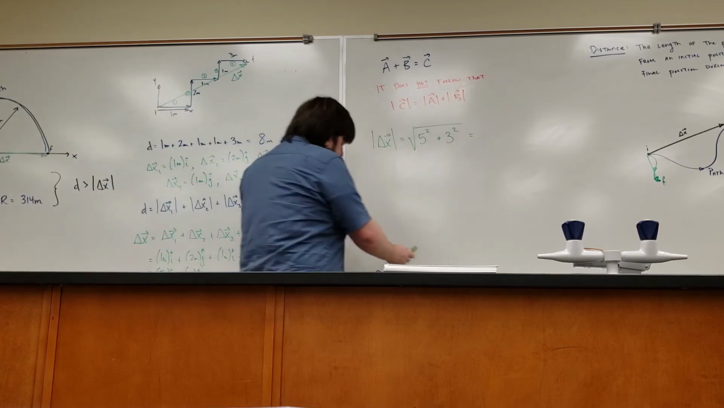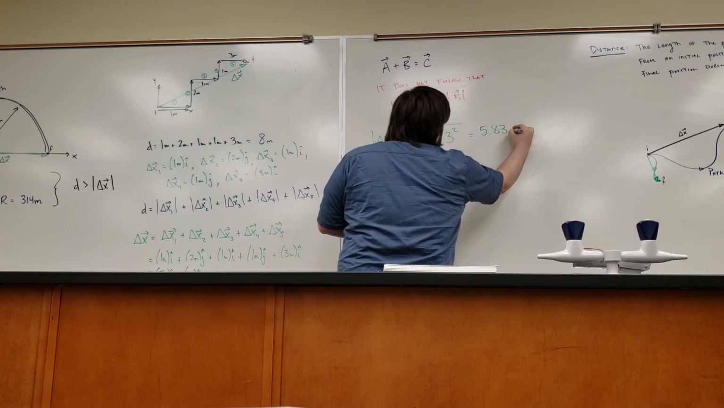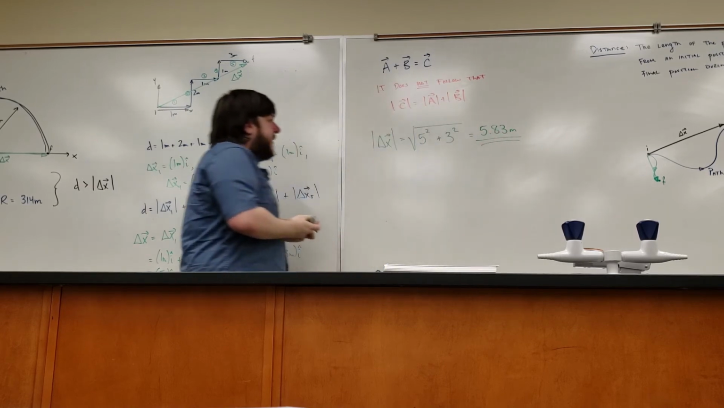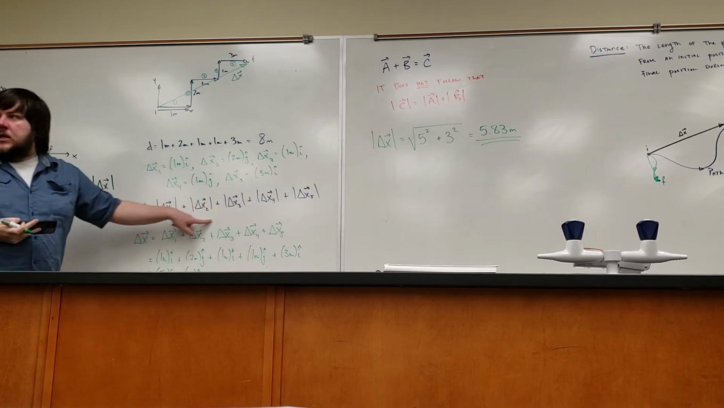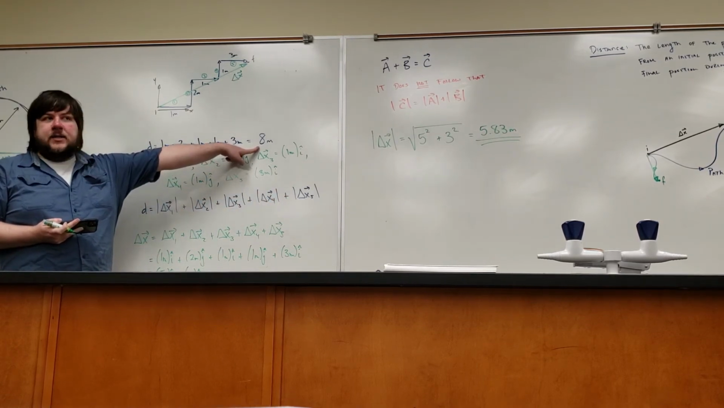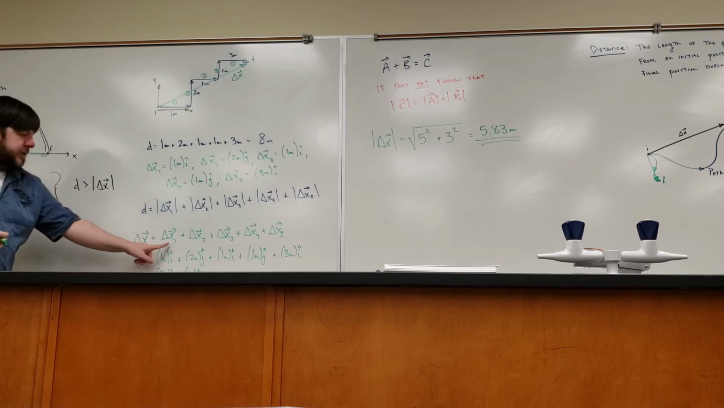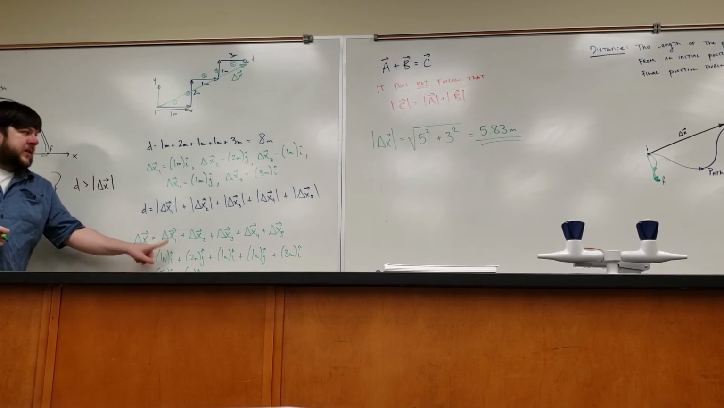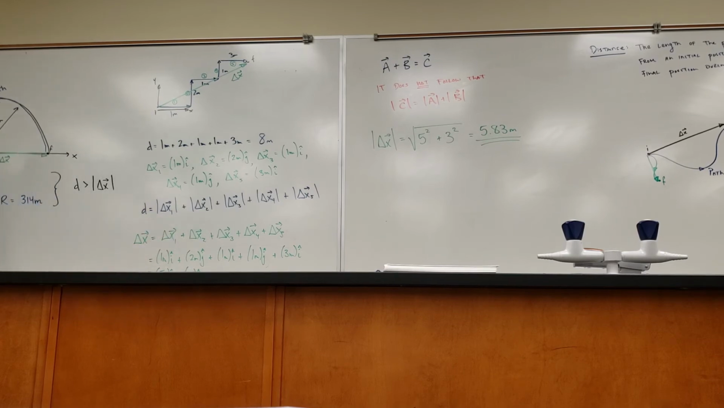That's 5.83 meters. But compare that to the sum of the magnitudes. What was the sum of the magnitudes? 8 meters. Okay? For vectors, the magnitude of the sum is not equal to the sum of the magnitudes. And that's an important thing to notice.